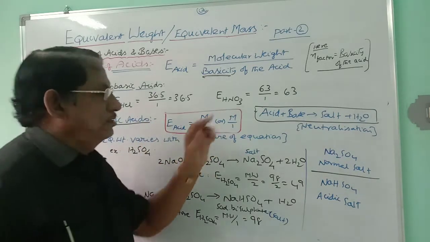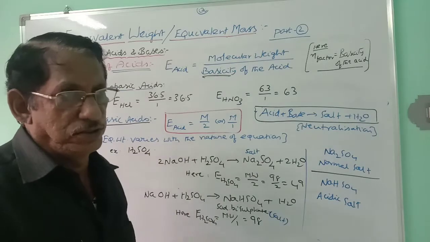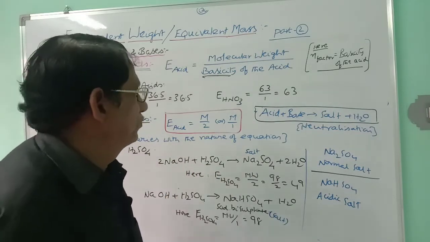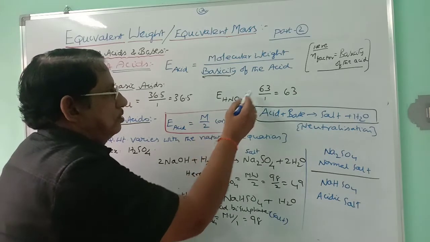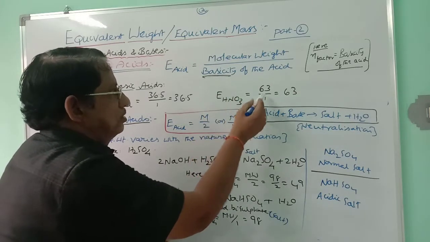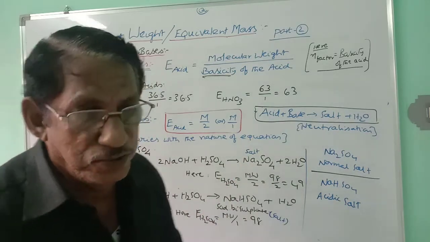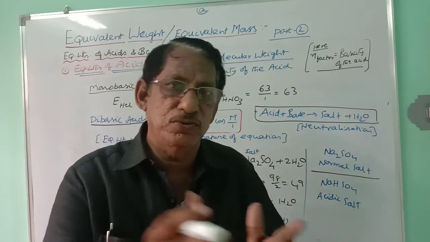Even nitric acid is a monobasic acid. Only one hydrogen is present, attached to nitrogen through oxygen. It is an oxy acid. And E of HNO3 is molecular weight 63 by basicity 1, which is 63 by 1, equal to 63. So in the case of monobasic acids, the equivalent weight is equal to the molecular weight.